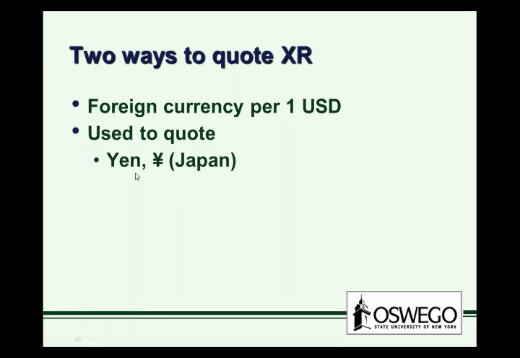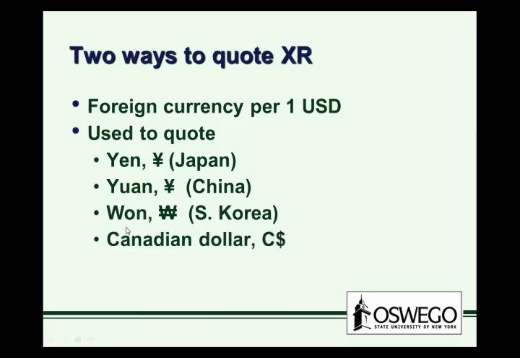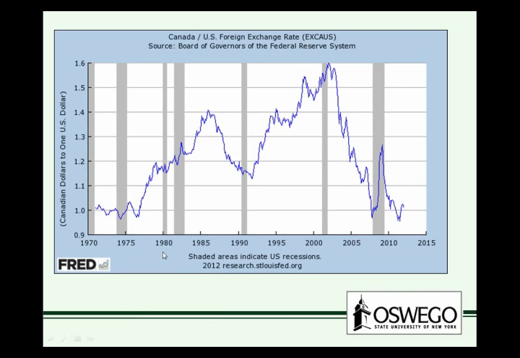So this is used to quote the Japanese yen, the Chinese yuan, the South Korean won, and the Canadian dollar. So with all of these currencies, when we look at an exchange rate, it's the foreign currency, Canadian currency, per one US dollar. Here's an example of a time series of Canada dollar relative to the United States dollar.